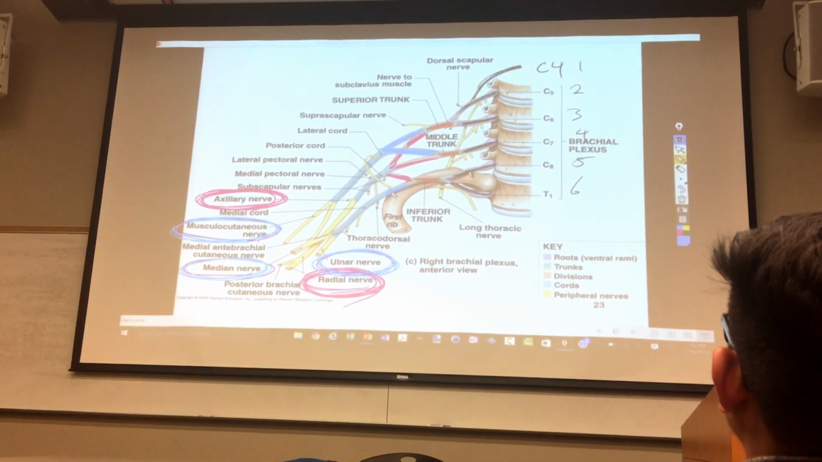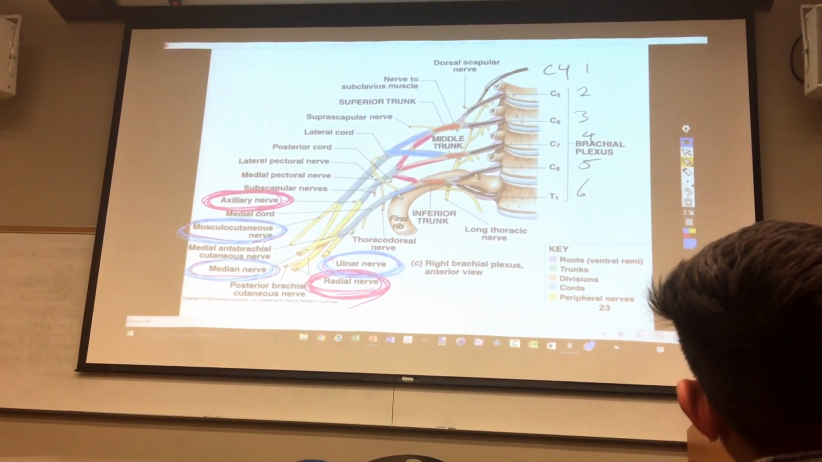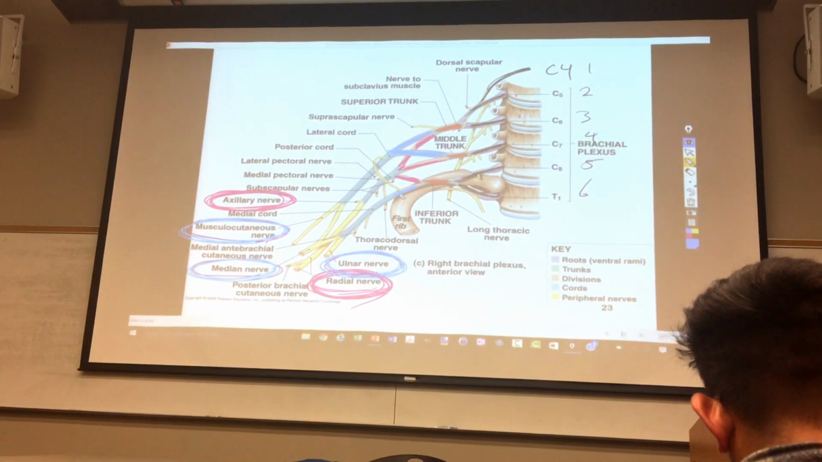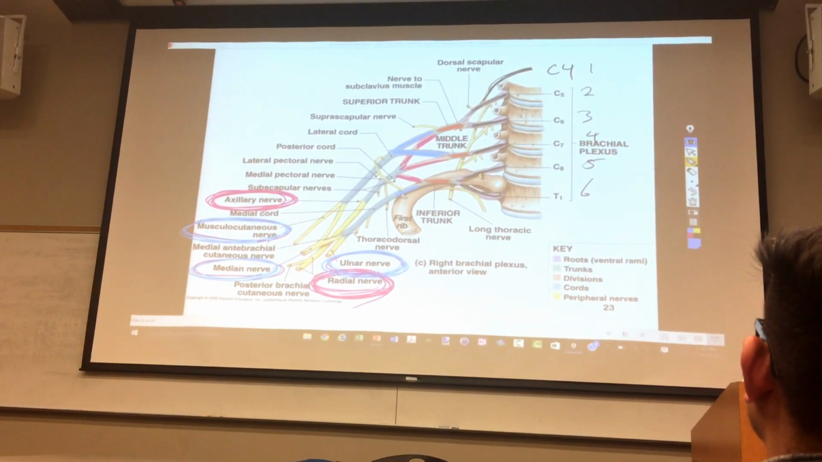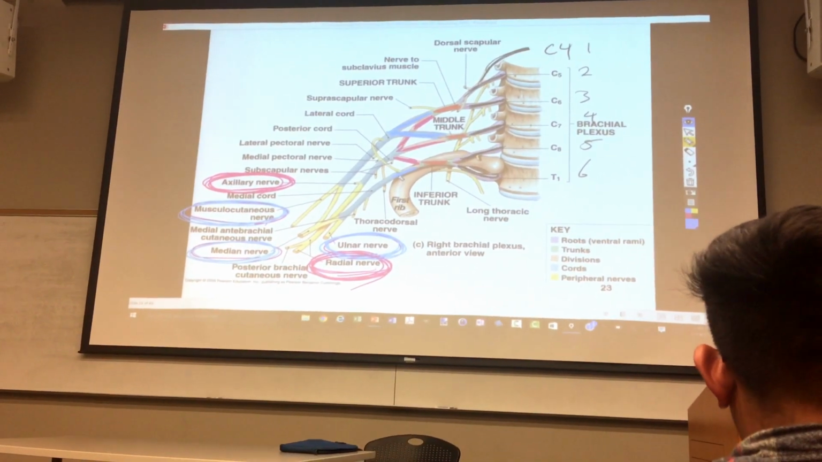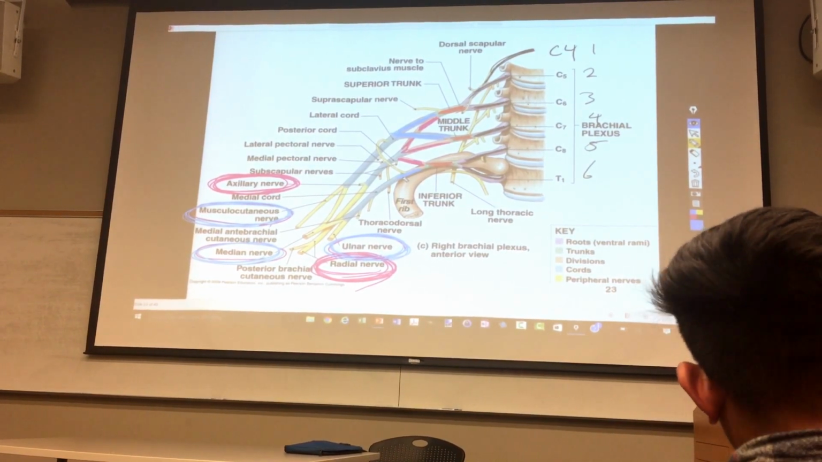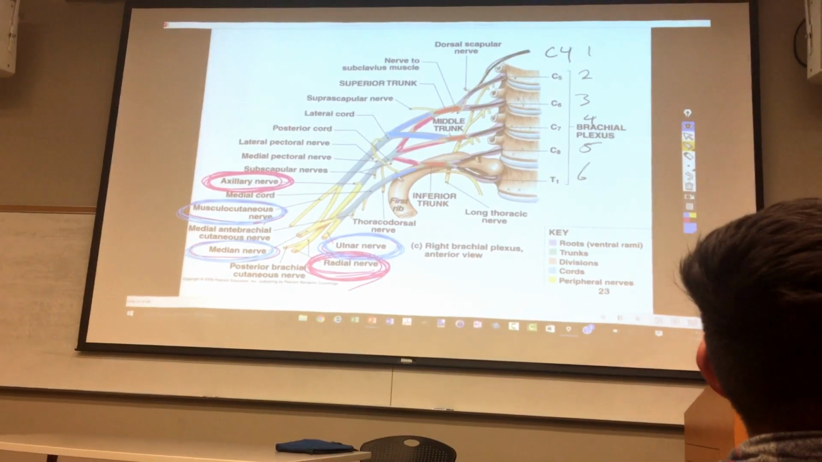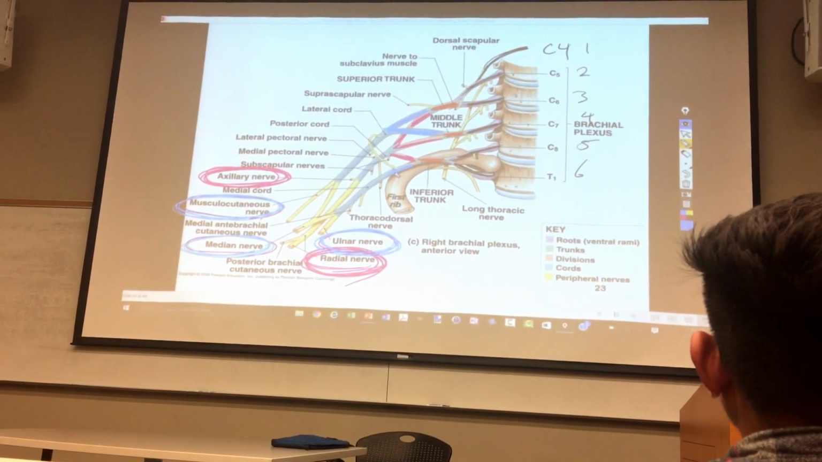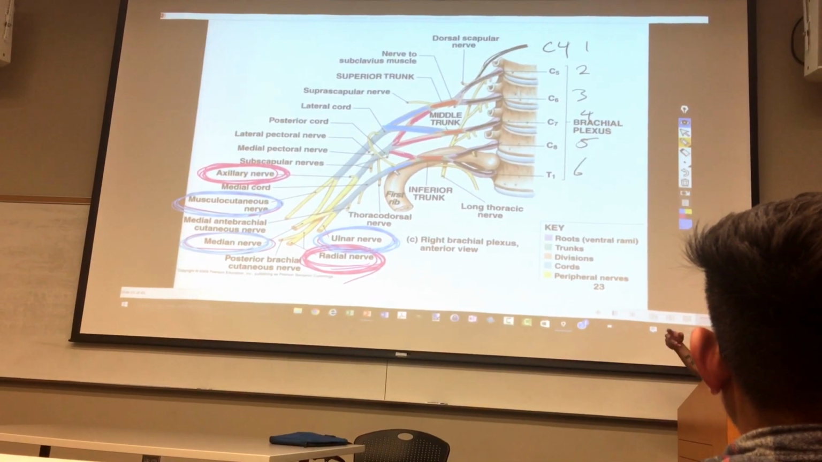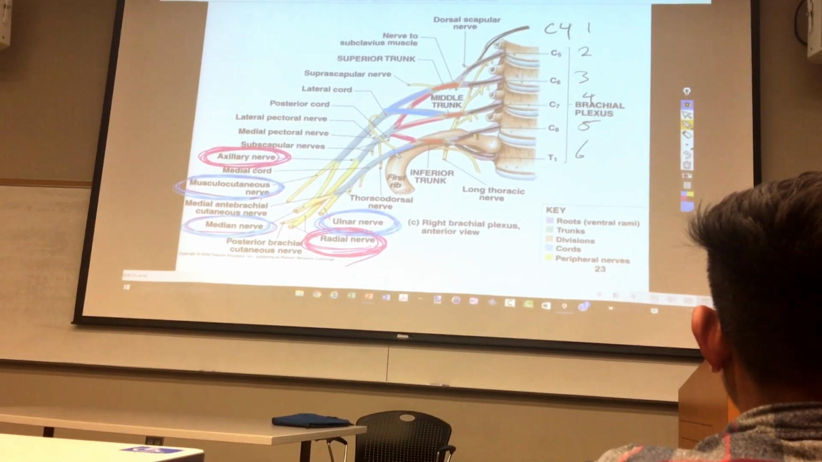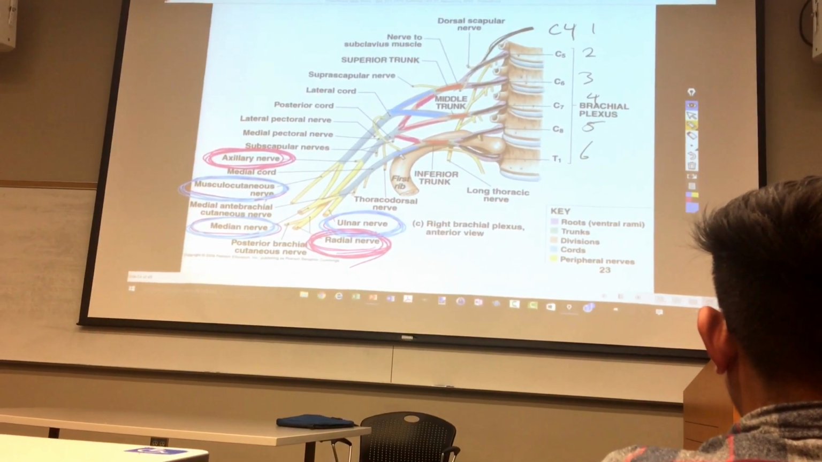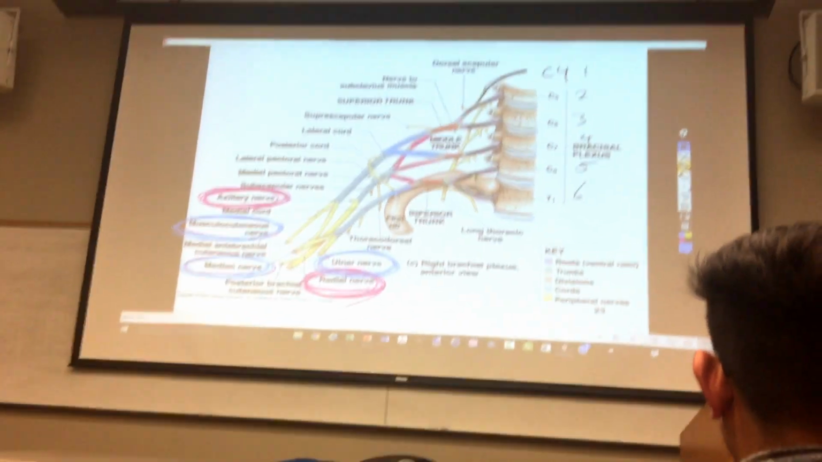Now, what you should notice is the roots are named for their spinal nerves: C4, C5, C6, C7, C8, and T1. Those are your roots. Your trunks actually have names, based on their position. There's a superior trunk, a middle trunk, and an inferior trunk. Each one of those trunks then gives off 2 divisions, an anterior and a posterior, or ventral and dorsal.